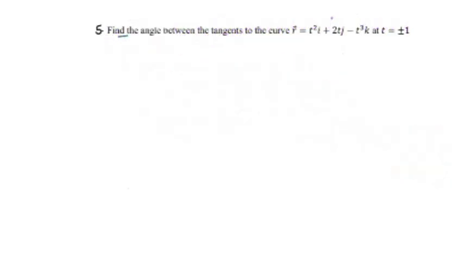Number 5, find the angle between the tangent to the curve. So here we have to find the angle to the curve. Let me first find the tangent of the curve. The tangent of the curve will be dr vector divided by dt, which is the differentiation of r with respect to t. So differentiating t square gives 2t and i as it is, plus differentiation of t is 1 and j as it is, minus t cube differentiates to 3t square and k as it is.